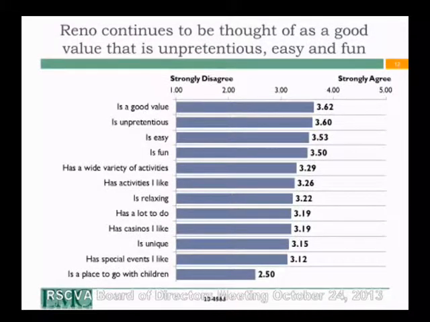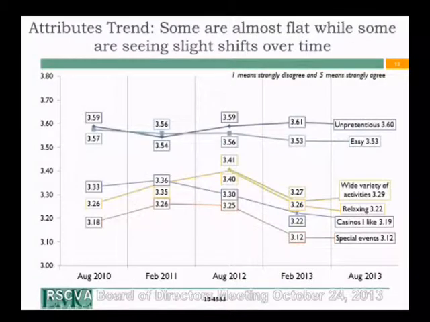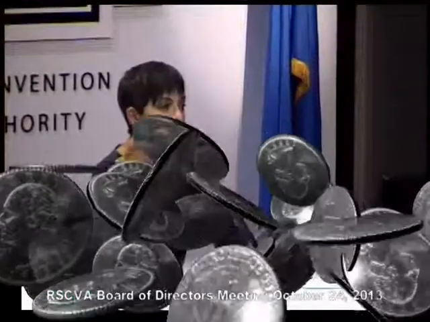They've been consistent. Also, wide variety of activities, has activities I like, is relaxing, has a lot to do, has casinos I like, is unique, and is a place to go with children. We've been asking that last one, which has never been one of your strong brand attributes, just to see how it changes. So then you can start to see these trends over time and how they've changed. These top 2 here, unpretentious and easy, have been consistent. They have really not changed.